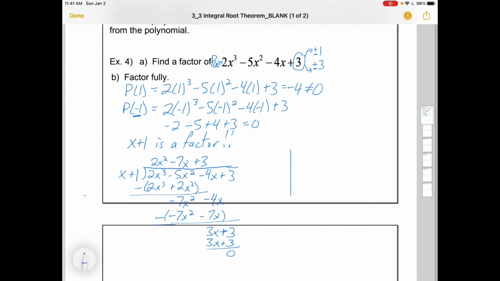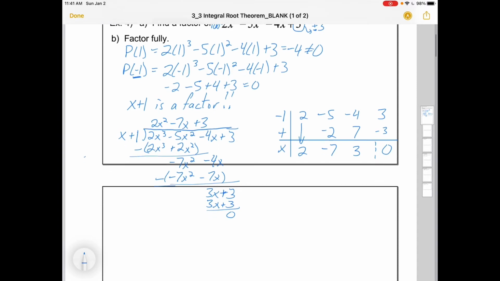If instead you're doing this synthetically, here's how we're going to set it up. We're going to put the negative 1 here. If it's x plus 1, we're talking about the number negative 1. Put these little reminders, plus and times. And then I just put my coefficients over here in a row. And I pull this 2 down, I get 2. Then I go negative 1 times 2. Oh, that's negative 2. Add them up. Negative 1 times negative 7 is going to give me 7. 3, negative 3. My remainder is 0.